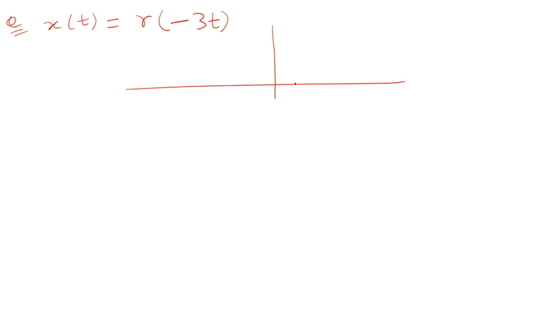Obviously this is a straight line. The slope will be, let me draw it properly. So this will be something like this. At t equals minus 1, the amplitude should be equal to 3. So this waveform is r(minus 3t).